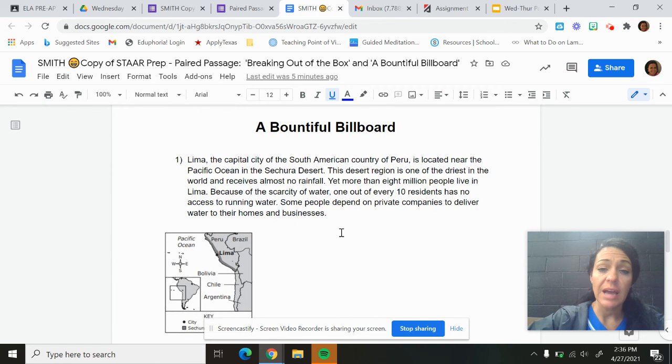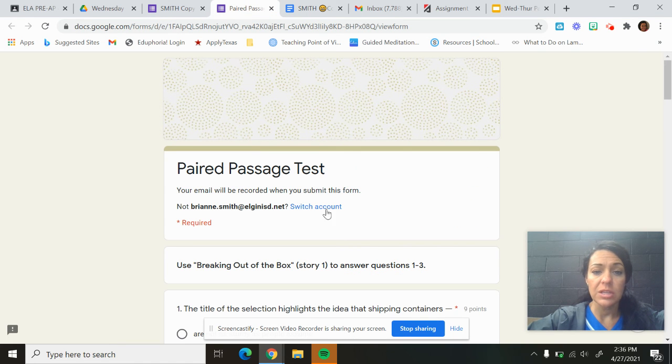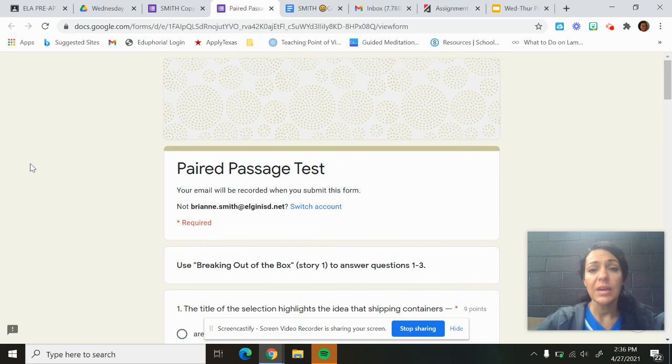So after you guys get done highlighting for importance and really seeing if these match your answers, here is your paired passage. It's not a test. It's just an assignment. You guys can go through here and answer these. And then I wanted to tell you also that on Friday, it's going to be just a makeup day. So if you have stuff that you need to turn in and you need help with anything, just let me know. And also tutorials will be from 11 to 12 virtually.